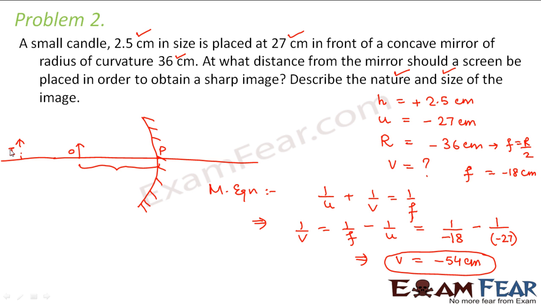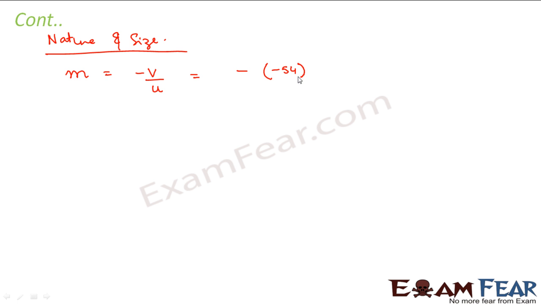Now it doesn't tell anything about whether the image will be erect, virtual, or how it will be. So in order to know the nature and size of the image, let us try to calculate the magnification in this case. What is magnification? Magnification can be calculated as the ratio of image distance by object distance, right? So in this case, what is my image distance? It is minus 54. What is my object distance? It is minus 27. So the magnification comes out to be minus 2.